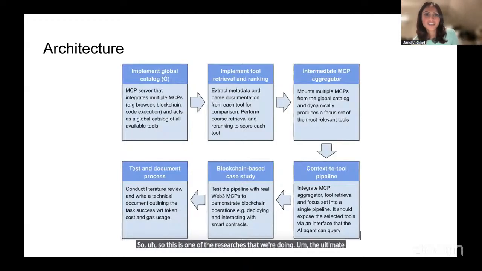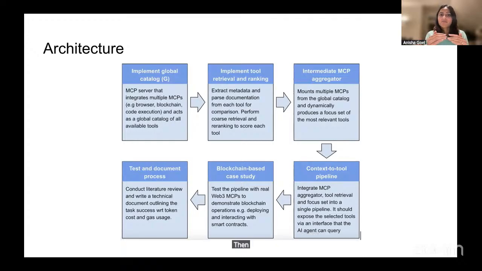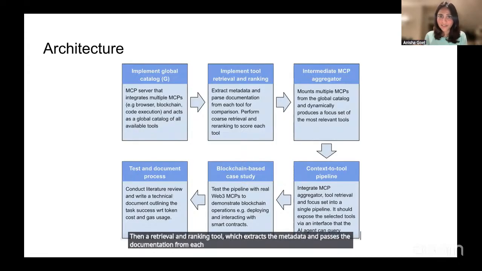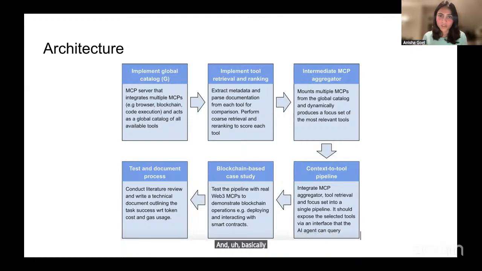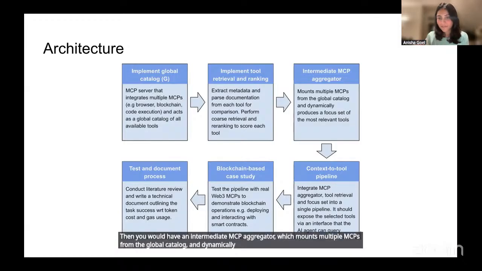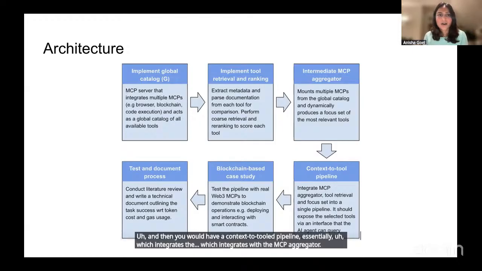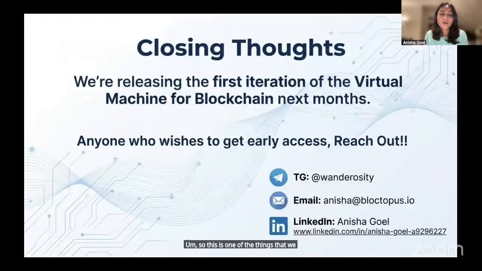The ultimate architecture of something like this would basically implement a global catalog, which integrates multiple MCPs, then a retrieval and ranking tool, which extracts the metadata and passes the documentation from each tool for comparison, and basically performs a coarse retrieval and re-ranking to score each tool. Then you would have an intermediate MCP aggregator, which mounts multiple MCPs from the global catalog and dynamically produces that focus set. And then you would have a context-to-tool pipeline essentially, which integrates with the MCP aggregator. So this is one of the things that we are doing now.